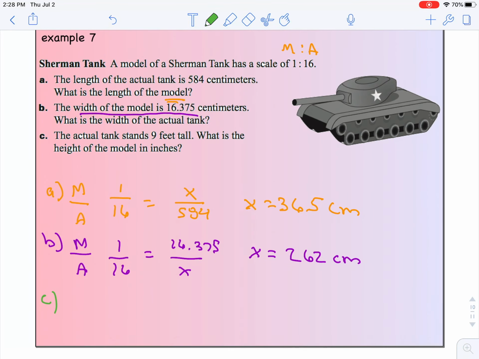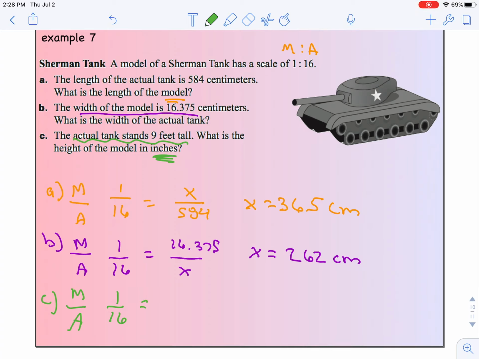And our last example, part C, it says the actual tank stands 9 feet tall. What is the height of the model in inches? Okay, so here you have different units. You have to be careful. But again, always use model to actual, or you could flip them around, but make sure they're in the right position. So our model to actual is 1 over 16.